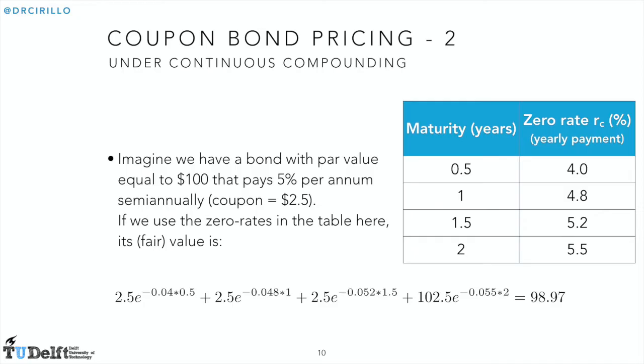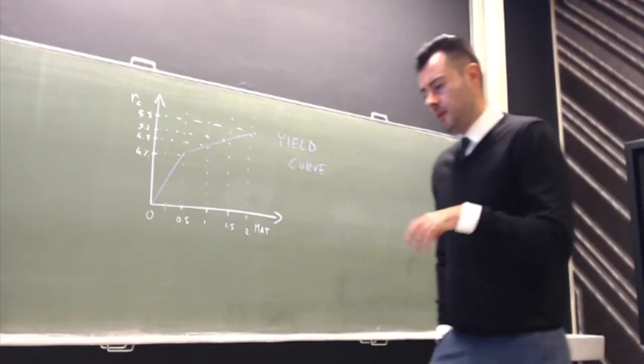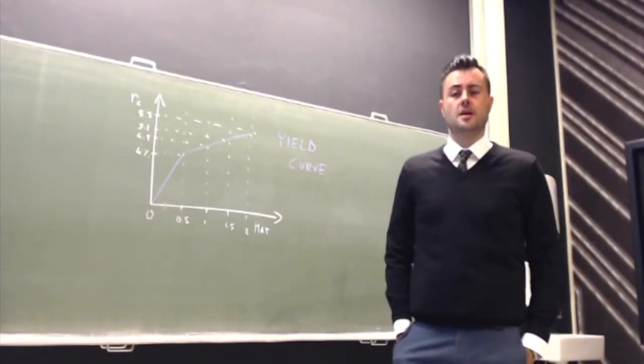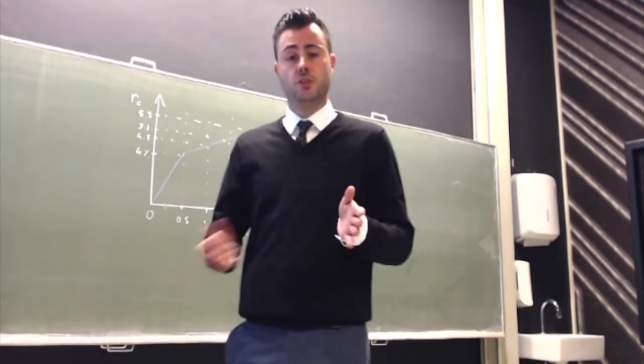Now, let's consider this example. Imagine that we have a bond with a par value of $100 that pays 5% per annum semi-annually. It means that every year you get 5%, but this payment is split into two payments. So 5% of 100 is 5, but I get 2.5 every 6 months. Okay? This is how it goes. What I want to compute is the actual value today of a bond of this type. Now, how can I do that? I just have to discount all the cash flows generated by the bond.